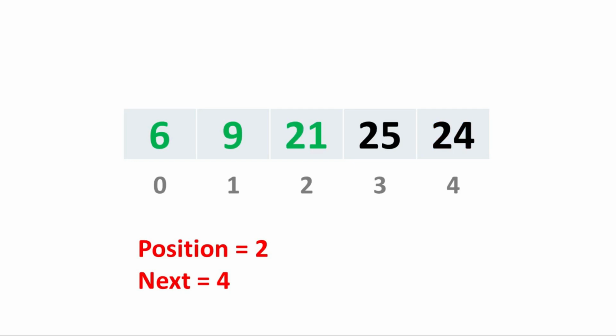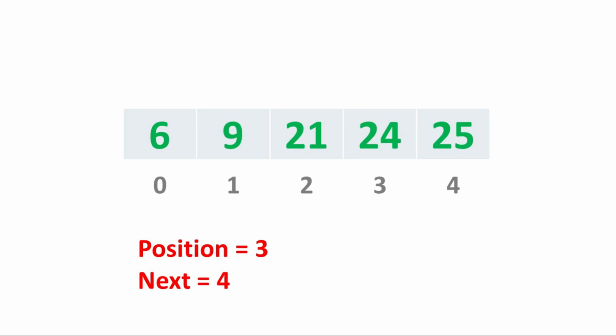Third iteration is completed. After the third iteration, you can see that the third biggest element of these unsorted elements is kept in position 2. All green elements are already sorted elements. Now we'll proceed with the remaining black elements, 25 and 24. The position is 3 and next is 4. 25 is compared with 24. Swapping is required here, swapping takes place. And after this iteration, the process terminates.